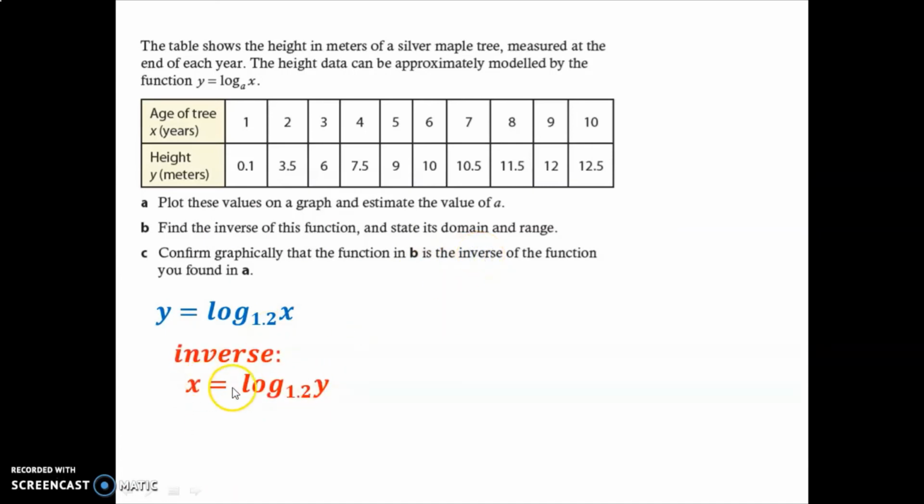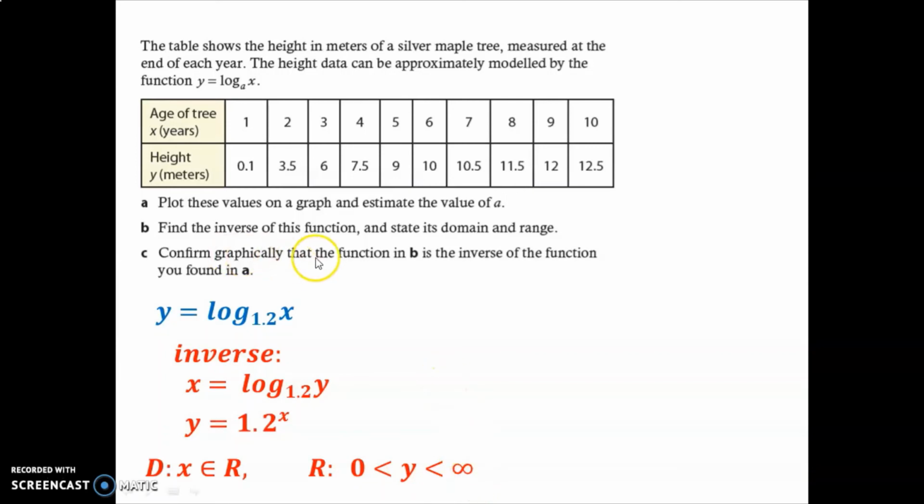Okay, so for the inverse, we swap the x and y values. We change to exponential form. And well, that's our inverse. So our inverse is this exponential function. And the domain and range of any exponential growth function, which this is: the domain is all real numbers, and the range is y values from 0 to infinity, because we know there's an asymptote at y equals 0.